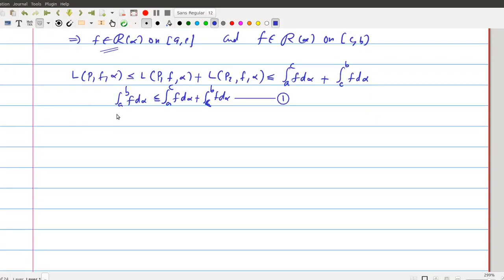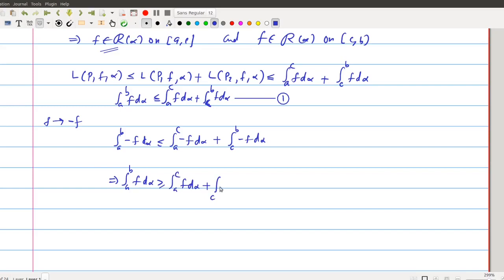So now we will prove the reverse inequality, that is obtained by replacing f by minus f. This is true for every f, so if you replace f by minus f, you get integral A to B minus f d alpha less than or equal to integral A to C minus f d alpha plus integral C to B minus f d alpha. Now taking minus out and cancelling using the previous part, you get integral A to B f d alpha is greater than or equal to integral A to C f d alpha plus integral C to B f d alpha. By cancelling the minus sign, the inequality will be reversed. So this is our second inequality.